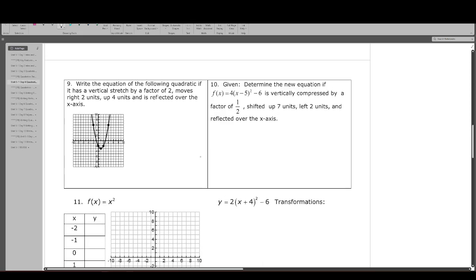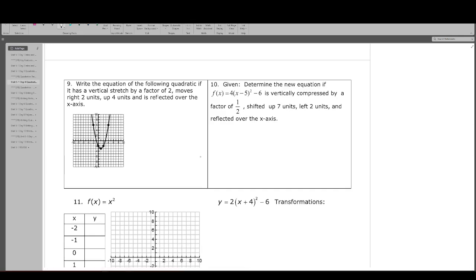Write the equation of this quadratic. It has a vertical stretch by 2, so that would be 2 f of, moves right 2, that's x minus 2, and 4 units up, so plus 4, and is reflected over the x-axis.